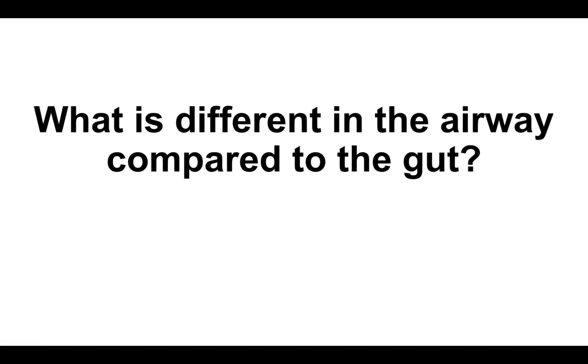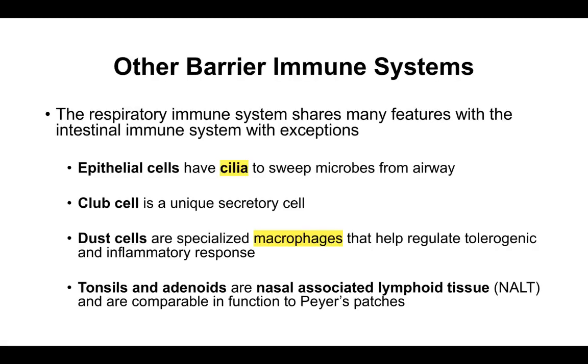What is different in the airway compared to the gut? In the airway, you have cilia on your epithelial cells. You also have club cells, which are unique secretory cells. You have dust cells, which are alveolar macrophages. And then you have lymphoid tissues that are there, which have some similarities to Peyer's patches that exist in the gut. They just structurally look a bit different.